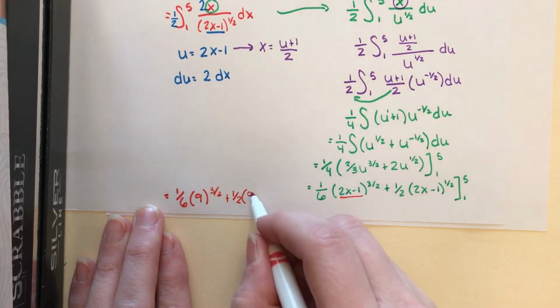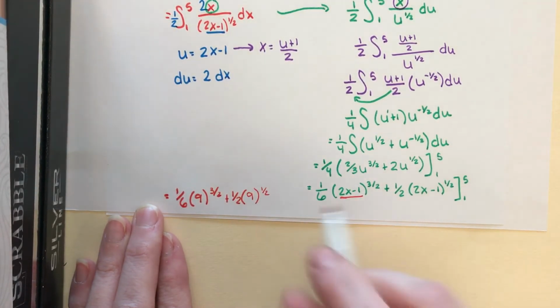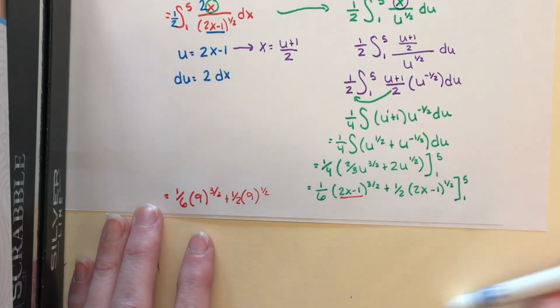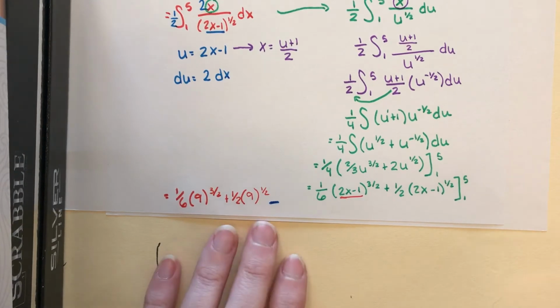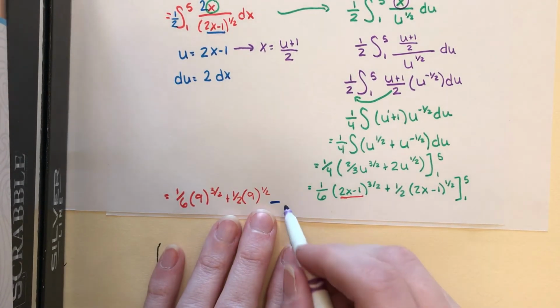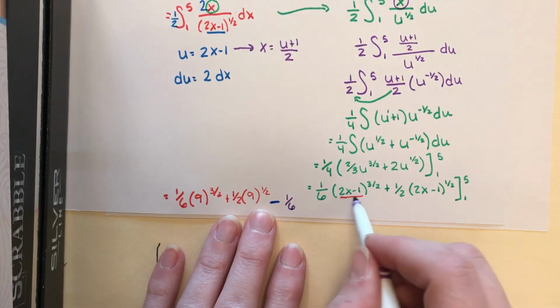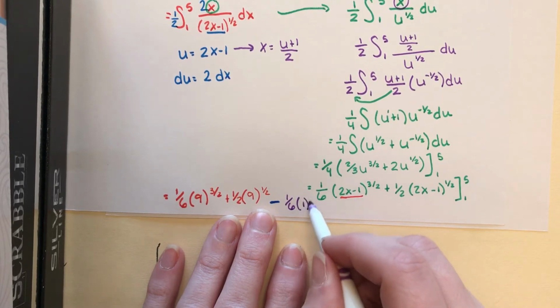Same for this. I'm going to switch colors so we can keep track of what we're doing here. Minus. Now I'm going to plug the 1 in. So 1/6. If I plug 1 in here, that gives me 1.